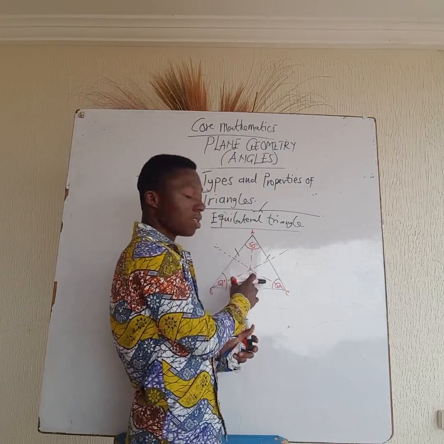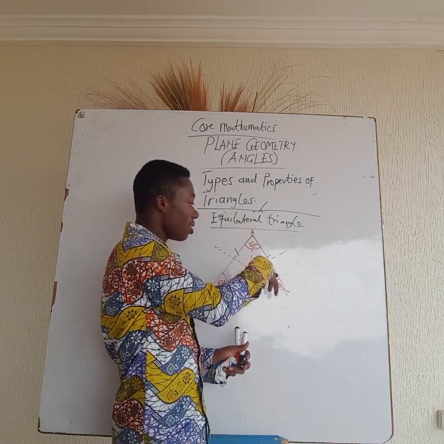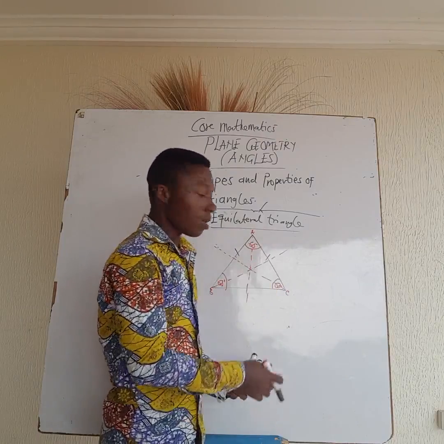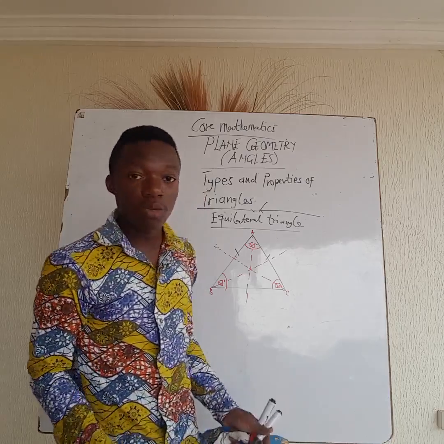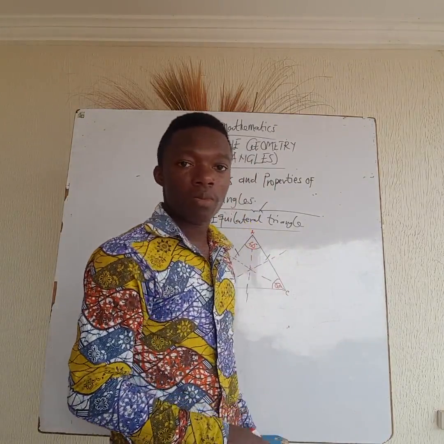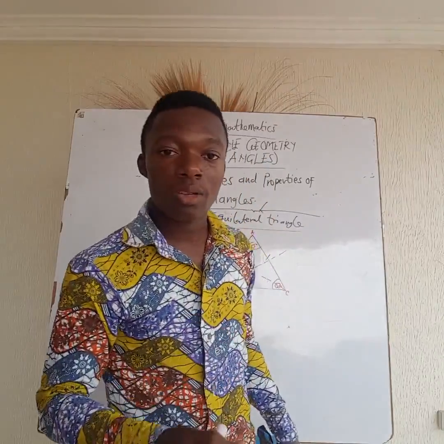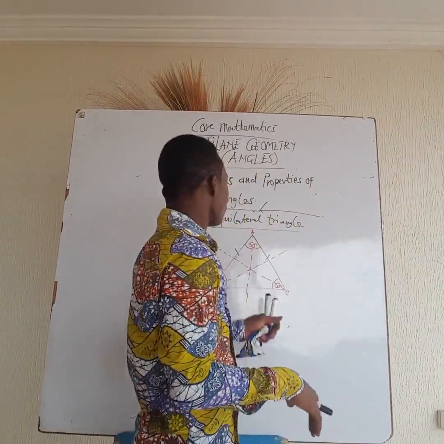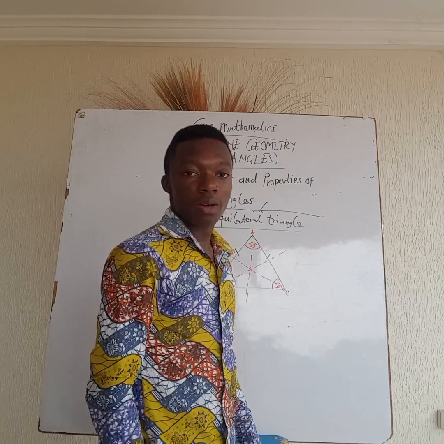For example, if I rotate it 90, 180, 270, or 360 degrees, I'm going to get the same figure or the same shape without changes in anything at all. So if I rotate 180, I'll still get the same shape. So we are saying their rotational order is what? I have 3 rotational order. So that is for equilateral triangles.